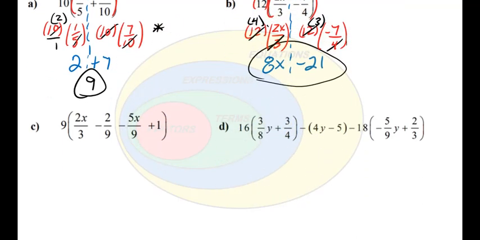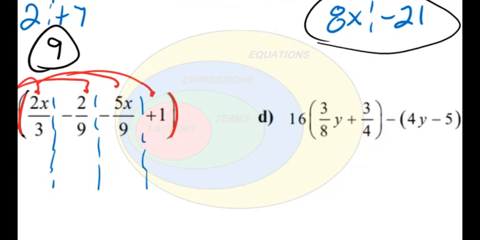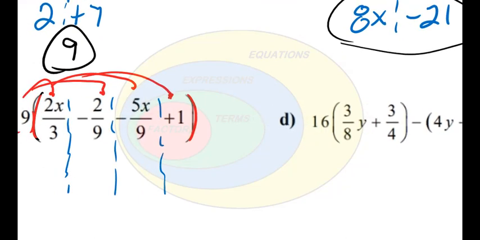Again, for C, we have one big grouped factor. So the 9 has to be multiplied to each of the terms. As I do that, I'm going to get separate terms. What we can do then is basically keep track. I'm going to zoom in on this a little bit more. But watch when I do this.